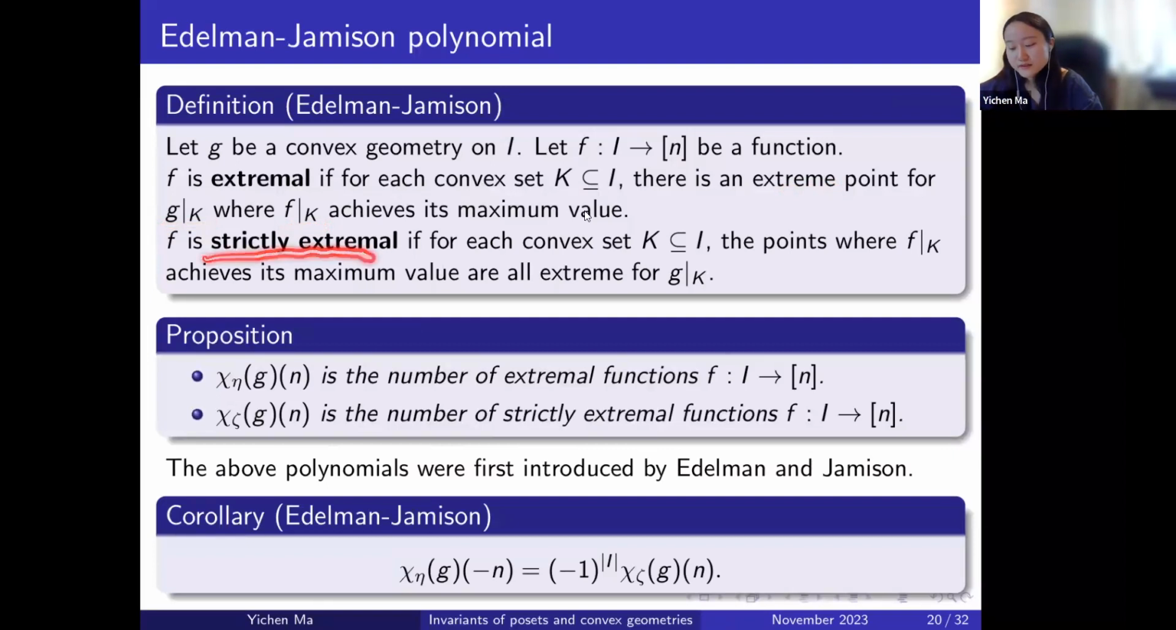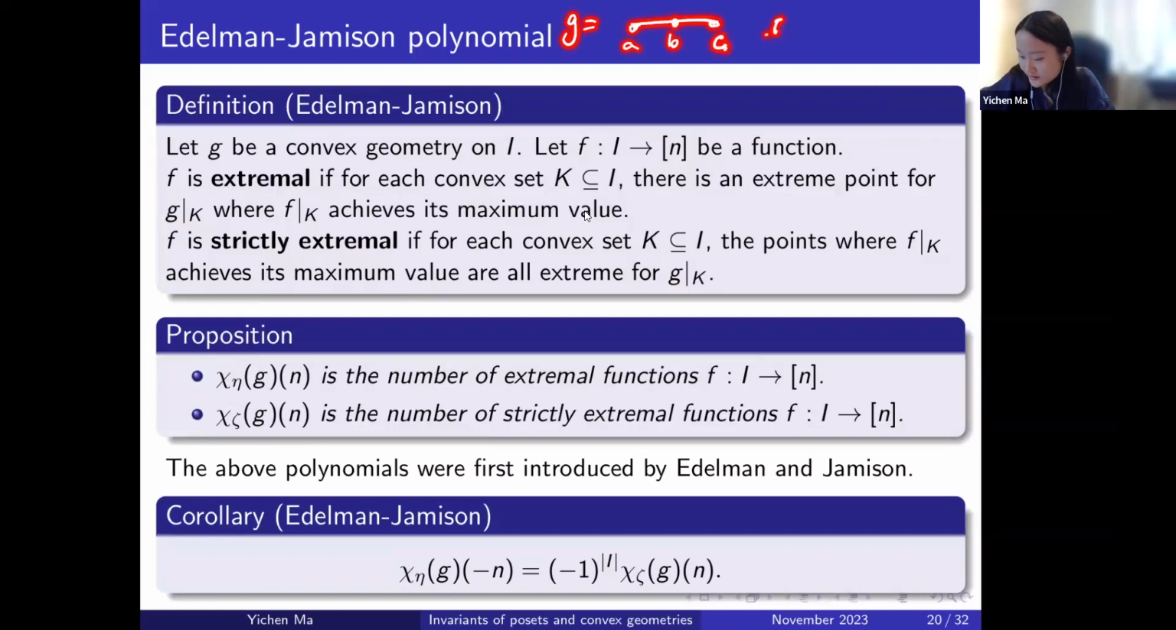And f is called strictly extremal if for each convex set K, every point where f restricted on K achieves its maximal value is contained in the extreme points of G restricted on K. So let's see an example. We still let G be these 3 collinear points, and n be 2 elements. And we let A go to 2, B go to 1, and C go to 1. And then this is an extremal function.